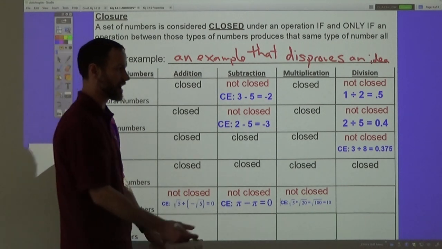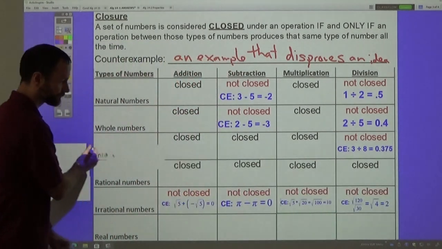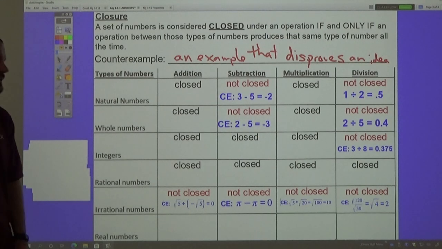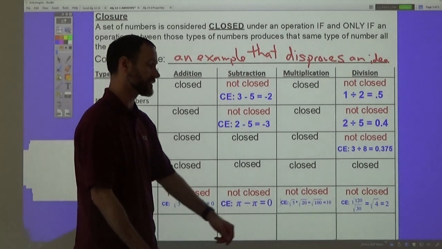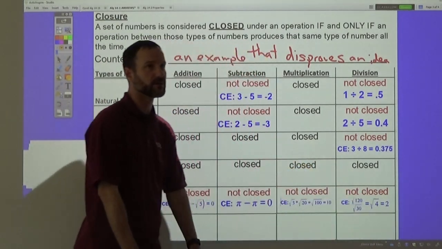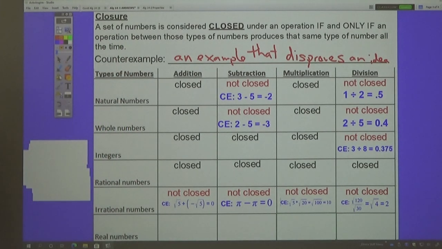Our answer is not irrational. For division, if we did the square root of 120 divided by the square root of 30, we would get the square root of 4. Well, the square root of 4 equals 2. 2 is not an irrational number. Because we didn't get an irrational number, it is not considered closed.